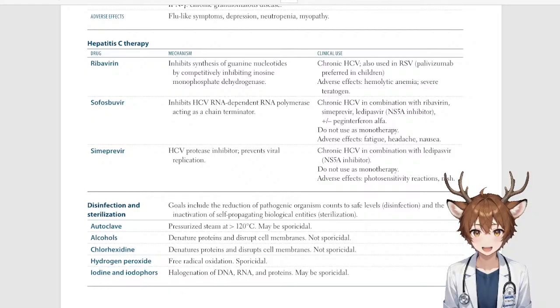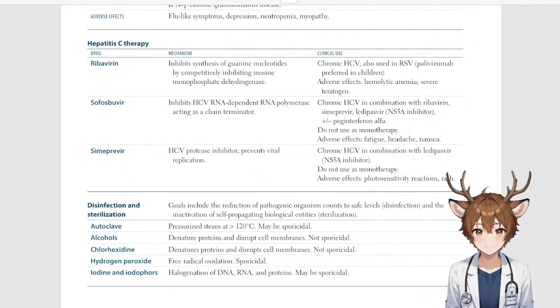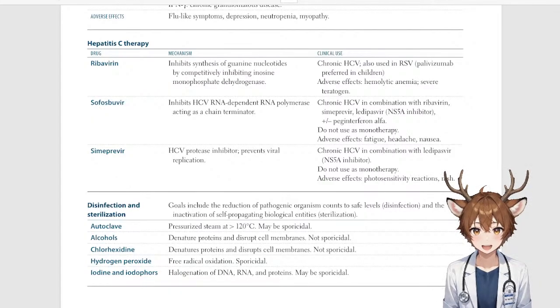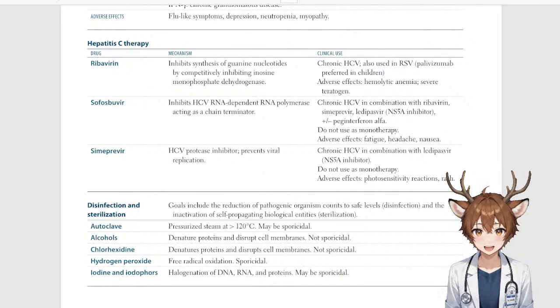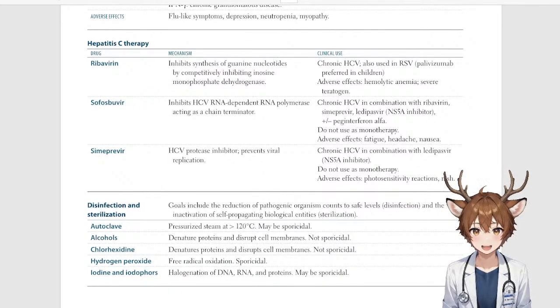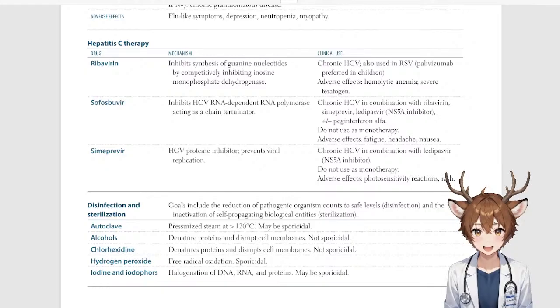What about the NS5B inhibitors? Sofosbuvir, right? Well, these inhibit NS5B, an RNA-dependent RNA polymerase, acting as a chain terminator, which prevents viral RNA replication. It can cause fatigue and headache, though.